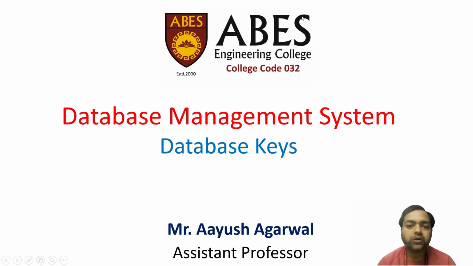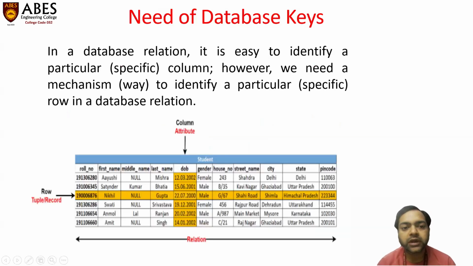Now, if we talk about the need of keys, it is a property of a relation that we can have different columns and all the names of the columns must be different. So we can easily identify a particular column in a relation, but we need to identify a particular row in a database relation. So we need a mechanism to identify a particular row in a database relation.